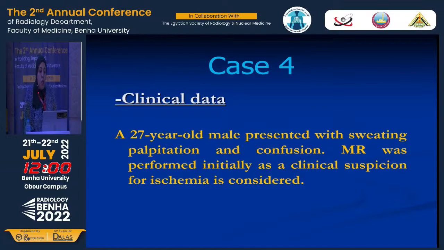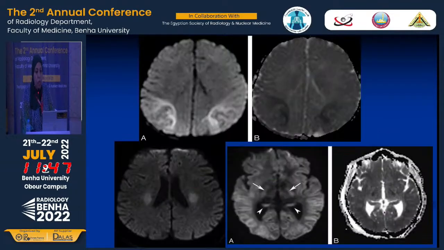Case 4 is for a 27-year-old male with palpitation, sweating, and confusion. MRI was performed initially for a clinical suspicion of ischemia. Here there is bilateral symmetric restricted diffusibility on the diffusion weighted image and ADC. Other areas of restricted diffusibility are in the corona radiata, hippocampi, and posterior limb of the internal capsule.